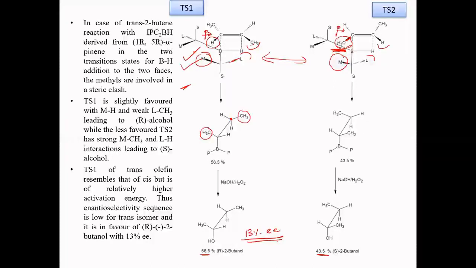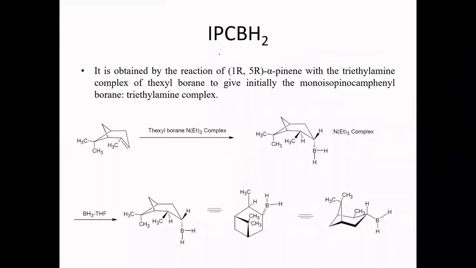Each of these questions is of 5 marks. If they ask you to write a note on the reduction of prochiral alkenes, IPC twice BH is of 2.5 marks. And one more reagent that we are going to study is of 2.5 marks. Okay, clear everyone? So let us start with the next one.